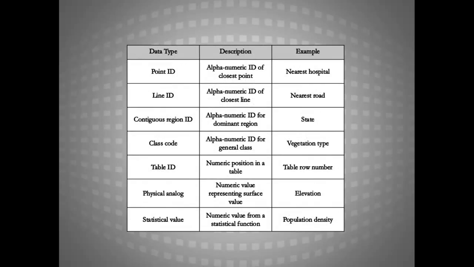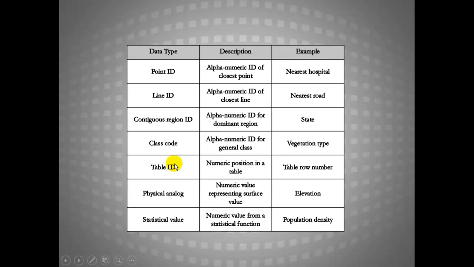So what kind of values would you store in these rasters? Well, this column talks about different types of data you might store in these rasters for cell values. An example of a point ID might be the nearest hospital. So in any cell of a raster, there might be a number that's associated with the hospital that's closest to that cell. Same with a line ID. For a line, any cell might have a number for which road is nearest. You can see where it would apply to polygons. You might have numbers in cells, and the number in the cells represents the state that that cell is within, or predominantly within. These, you notice, are all categorical data.